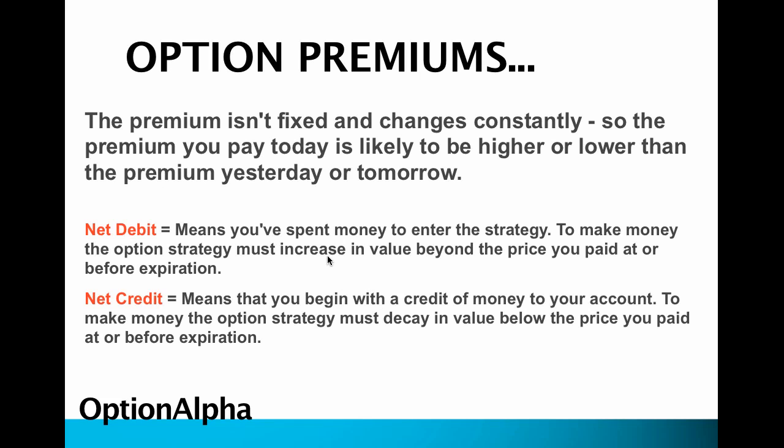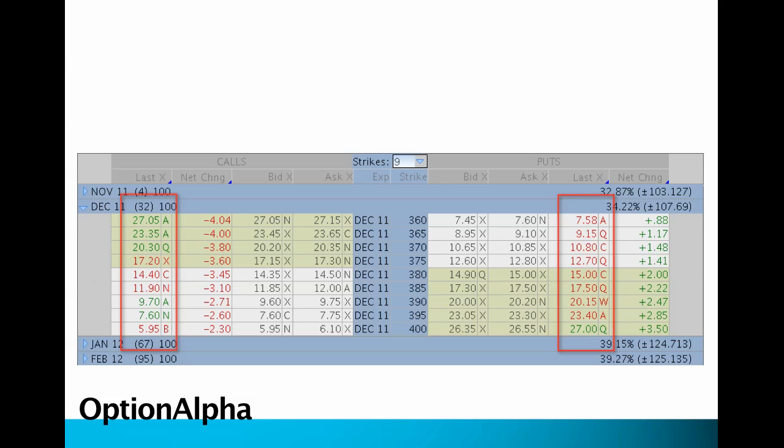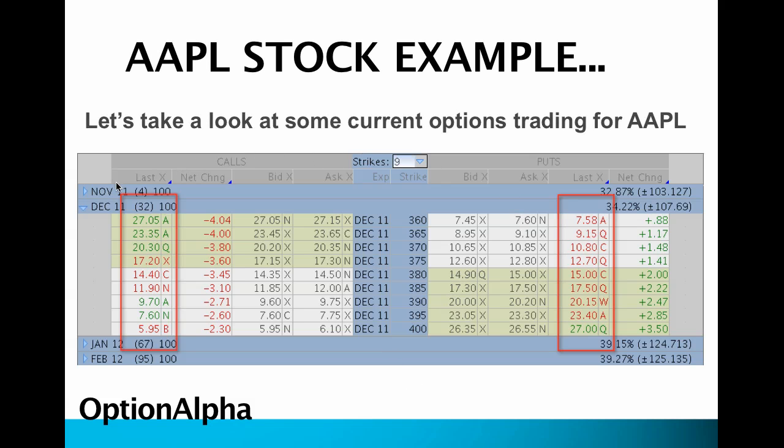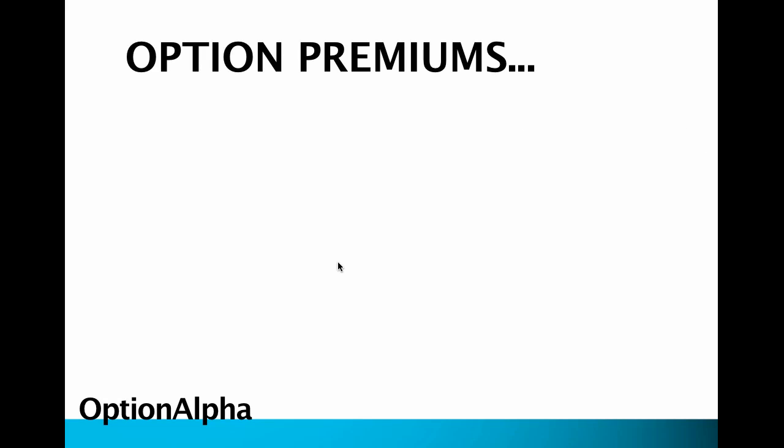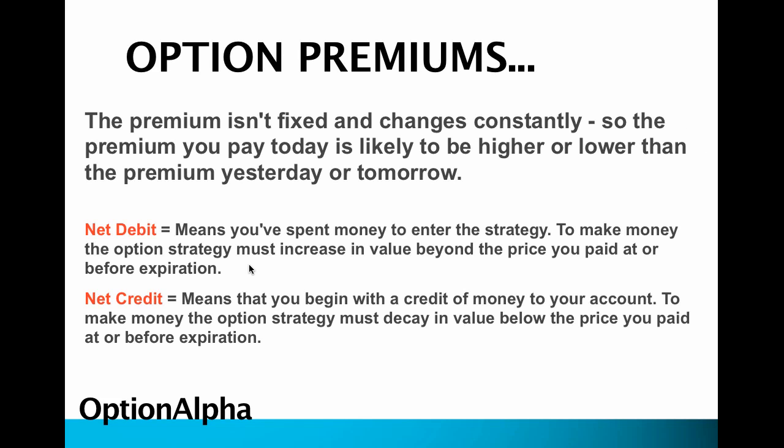So the premium isn't fixed and changes constantly. So the premium you pay today is likely going to be higher or lower than the premium yesterday or tomorrow. Going back to our example right here, these are the premiums as of this time. I bet you if I pull up this pricing diagram today, and this is a couple days after I actually pulled this information that I'm making this video, that these premiums would be wildly different. And that's because the market is always changing. So everything that is a premium yesterday could be higher or lower than tomorrow.